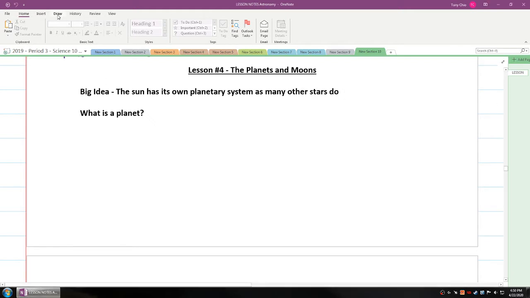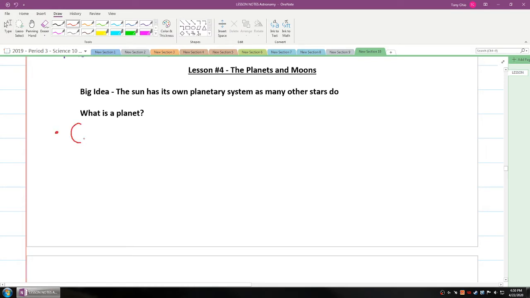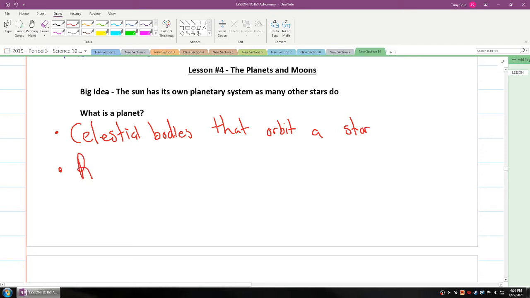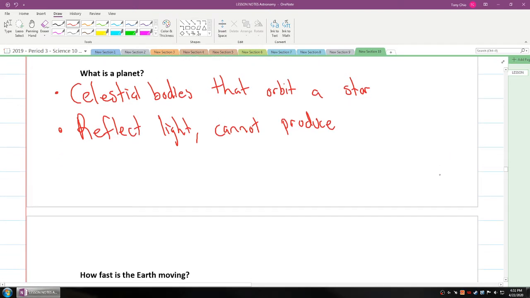How are they different from, for example, stars? Planets are celestial bodies that orbit a star. But here's the big difference, though. Because we, for example, know that planets have certain things that orbit them, then what makes them different? Planets can only reflect light. They cannot produce it. So a star can produce light, but a planet can only reflect it. So that's a big idea there.